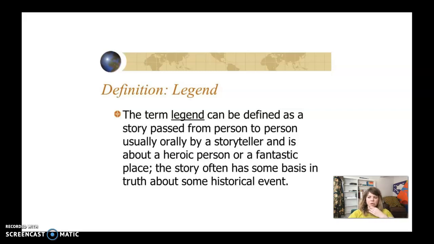And legends are often transformed over time in order to keep them fresh or relevant in their culture. The Iliad and the Odyssey fall into this classification of legend because for the most part, a lot of these were oral stories, orally told by a storyteller for many years. And then Homer finally got to writing them down, I believe. That's how that worked.